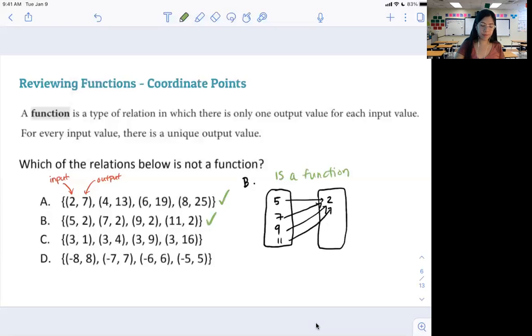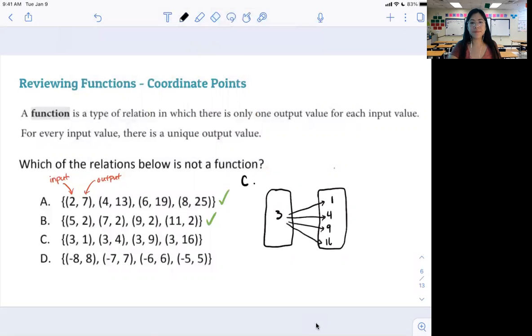Okay. And finally, well, not finally, but let's look at C now. Okay, 3 goes to 1. 3 goes to 4. 3 goes to 9. 3 goes to 16. Is this one a function? No. Good.